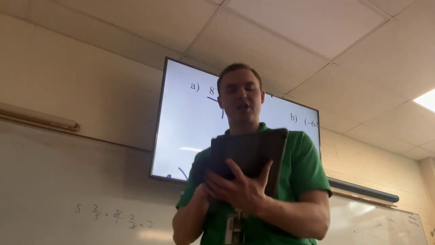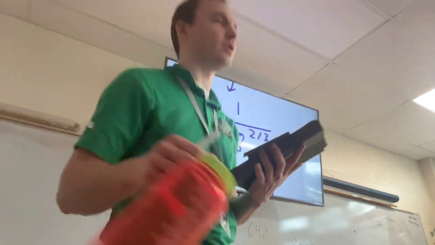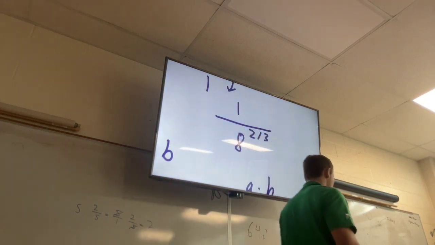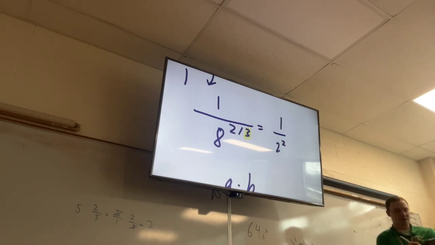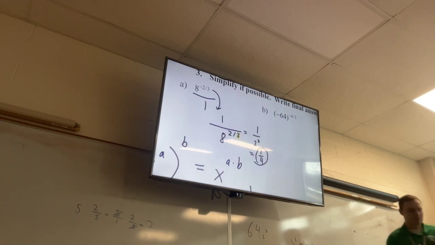And then how do I do 8 to the 2/3? Let's deal with the denominator first, right? What's 8 cube rooted? If I root it to the 3rd, it's going to be 2. This is 1 over 2 squared, or 1/4. That's my answer.